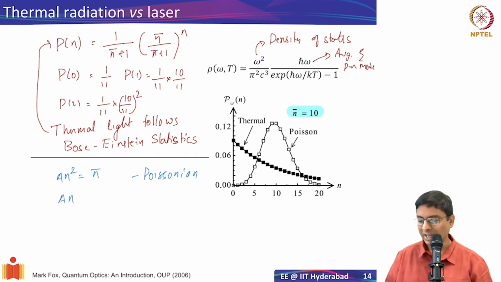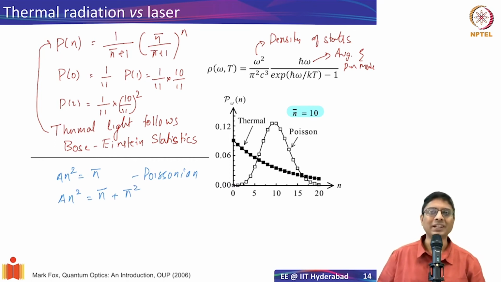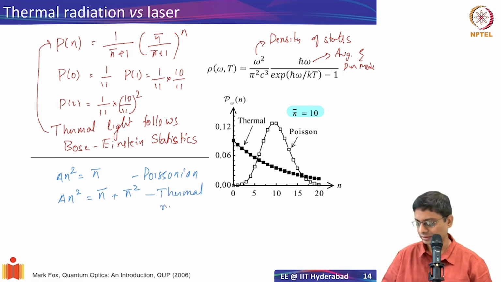For thermal radiation, black body radiation, delta n squared is going to be n bar plus n bar squared. For a single mode radiation, this is how it is. We are not proving it, I'm just mentioning it. So this is thermal radiation in a single mode.